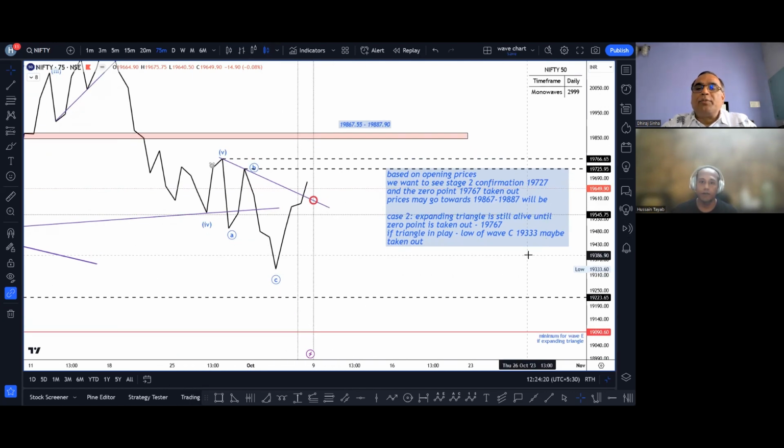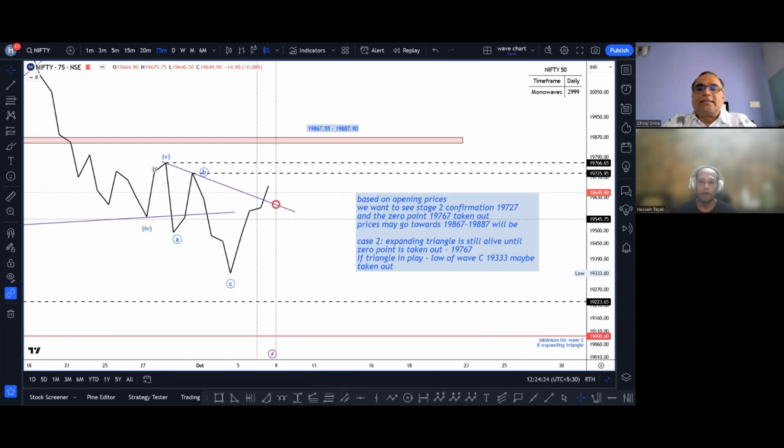From a level perspective, I think if 19,767 is broken, then the chances of it becoming an expanding triangle, and by that I mean breaking the earlier low of 19,333 on the lower side, reduces if it goes above 19,667. Absolutely correct. That is what I'm saying. क्या है ना, as an analyst, we have to stay neutral. We should not get biased. We should be prepared for both sides. So based on the information that we have on our chart, these two levels become important. That is where my expanding triangle ceases to exist.